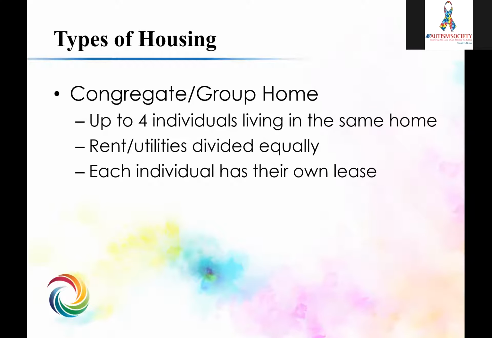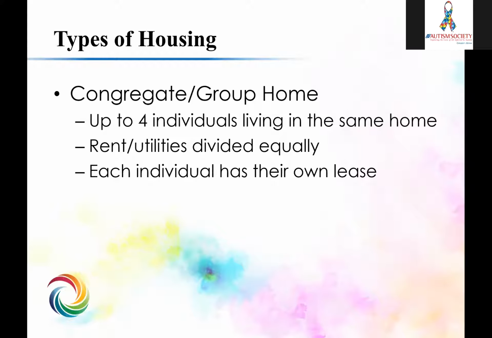So now I'm going to talk a little bit about types of housing. These are just some of the terms that come up when you start housing planning, especially if you're working with a county board. First is congregate or group home. These are just group homes. Congregate just means several people in a living arrangement. So you can have up to 4 individuals living in the same home. The rent and utilities in that space are divided equally among the 4 people who live there.